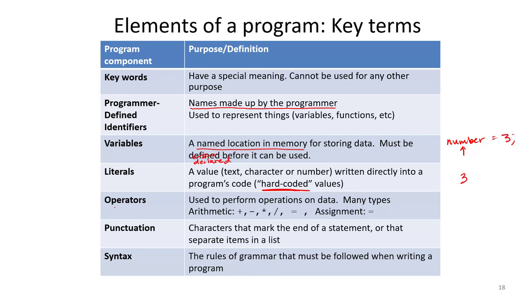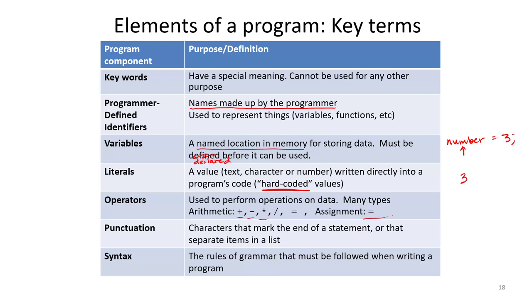So variables are values that we can change over time, but a literal is something that once it's coded into the program, it's fixed, it cannot be changed, unless we, of course, go back and change the source code. Next element is operators. So operators are used to perform operations on data. And so there's many kinds of operators like plus, minus, multiply, and even assignment for assigning value.